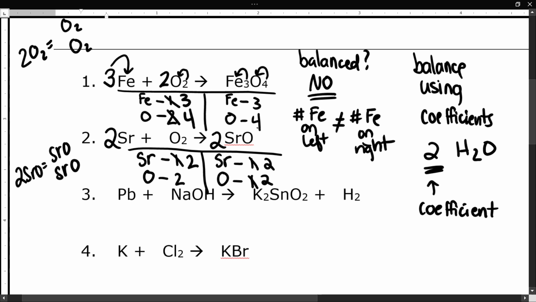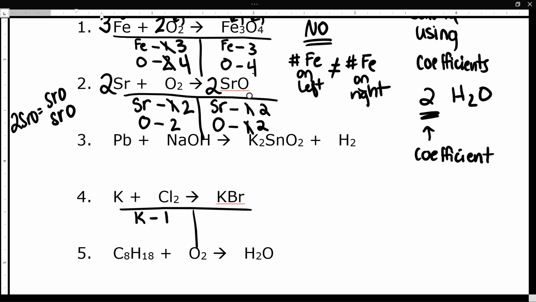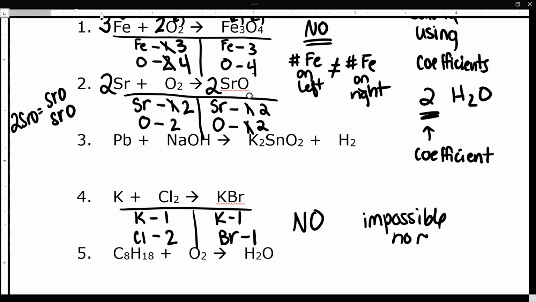All right, let's look at another example. Let's look at number 4. In this one, I start counting. I've got 1 atom of K on the left, and I have 2 atoms of chlorine, that's Cl. On the right, I have 1 atom of K, and I have 1 atom of Br. So here you might notice, wow, this is definitely not balanced. I don't even have the same elements. This is bromine, this is chlorine. So this one is not balanced, and this one's going to be impossible to balance. This one's no reaction. All right, hope those examples helped. Thanks.